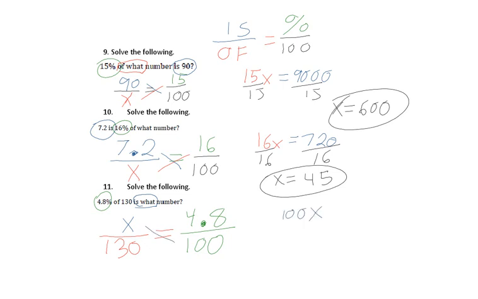100 times x is 100x. 130 times 4.8, let's see what that is. That is 624. And finally, divide by 100. So x would equal 6.24.